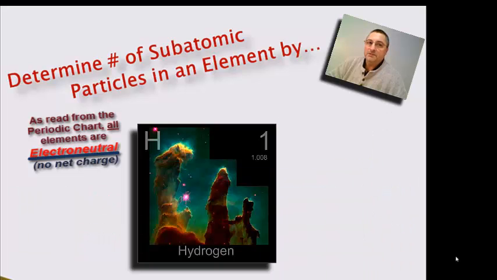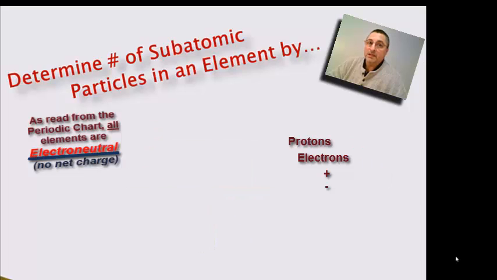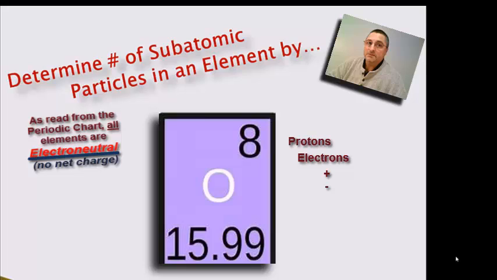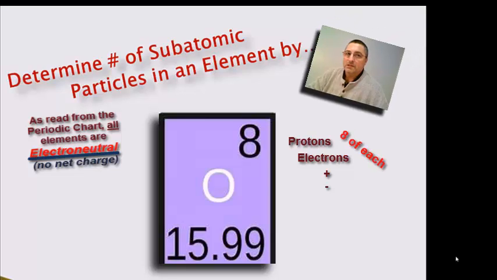Now take a look at hydrogen. From this discussion, could you tell me, by looking at the atom of hydrogen, how many protons it has? How many electrons it has? How many positive charges it has? How many negative charges it has? I hope so. Now look at oxygen. Could you tell me how many protons it has? How many electrons it has? How many positive charges it has? How many negative charges it has?